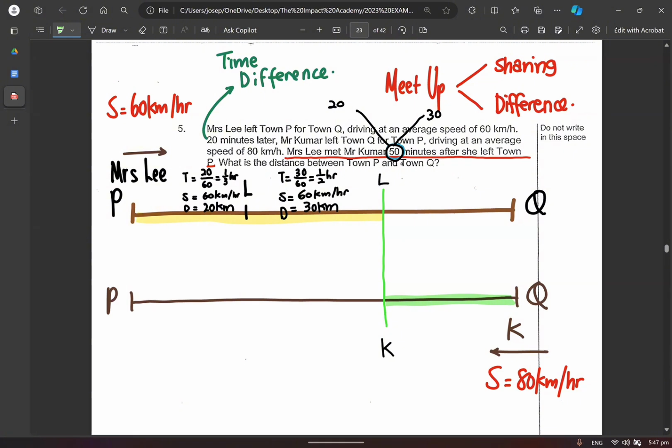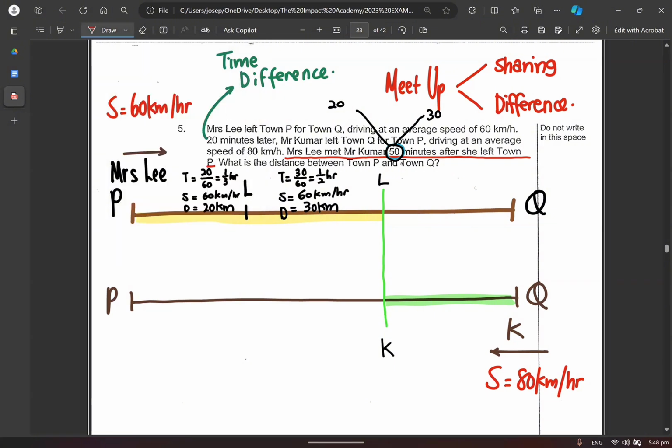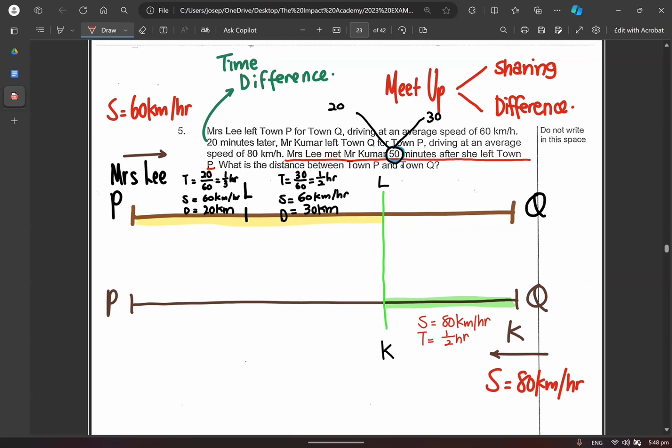And you realize that Mr. Kumar actually traveled for how long? Do you know how long he traveled? No, but we are able to find out, right? We know Mr. Kumar's speed is 80 kilometers per hour. Sorry, I apologize, I meant Mr. Kumar traveled for half an hour, 30 minutes just now.